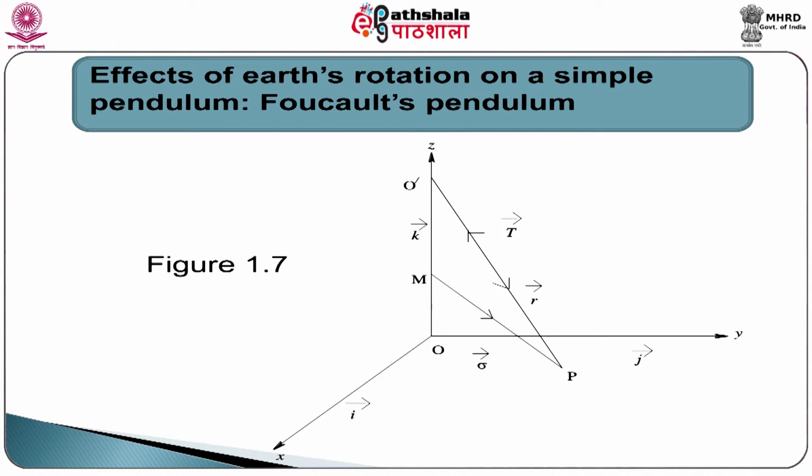Now we shall discuss the effect of Earth's rotation on the motion of a simple pendulum, which is known as Foucault's pendulum. Let us consider a simple pendulum of length a suspended from a point O dash, whose coordinate is given by 0, 0, a on the local vertical OZ, such that when at rest, the bob of the pendulum is at the origin of the coordinate system.